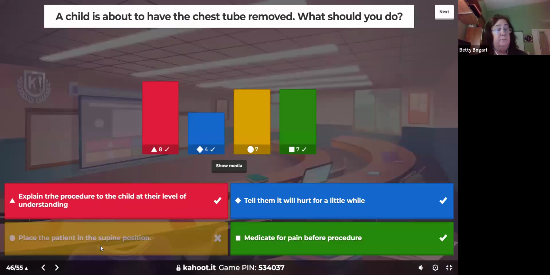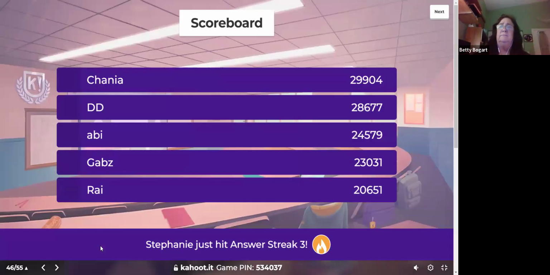Tell them it's going to hurt. Please tell them, because it does burn. Always tell them on their level of understanding, and medicate. And you're going to put them in a little bit of Fowler's. Elevate the head of the bed a little bit. It helps with the pulling out of it.